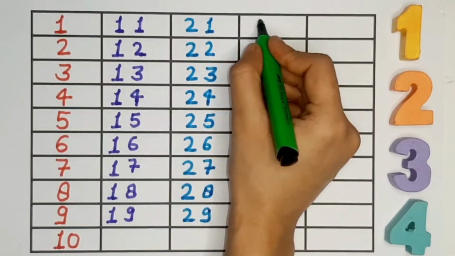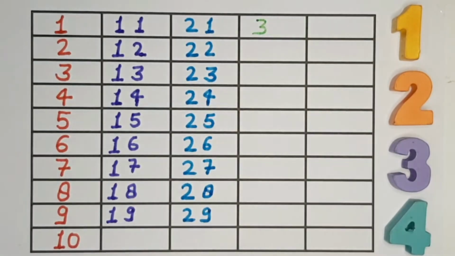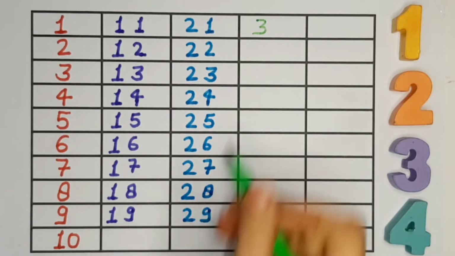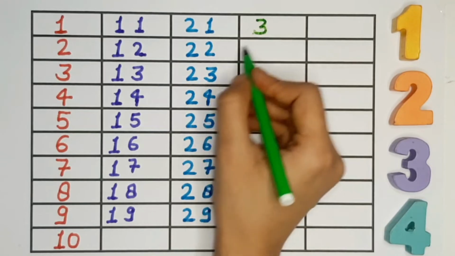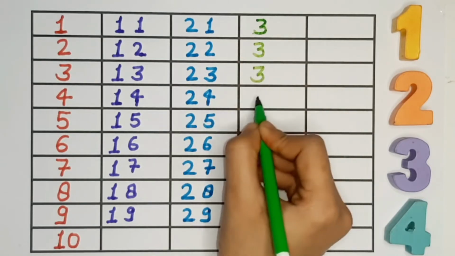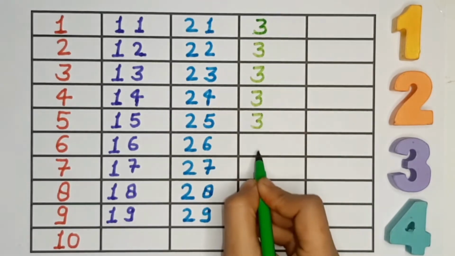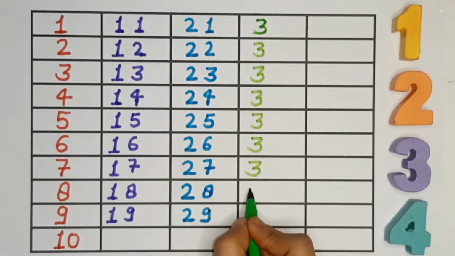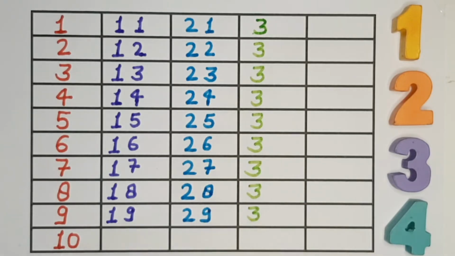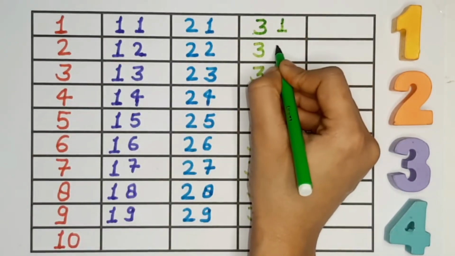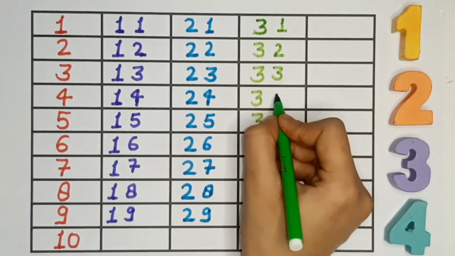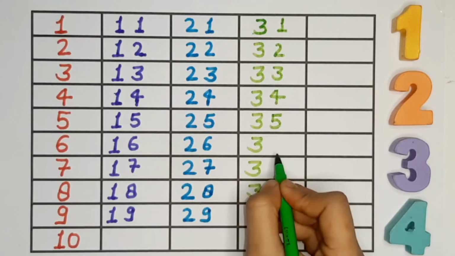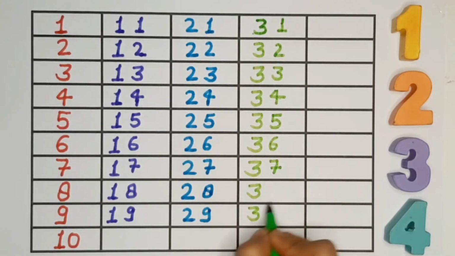Now, 3, 3, 3, 3, 3, 3, 3, 3, 1, 2, 3, 4, 5, 6, 7, 8, 9.